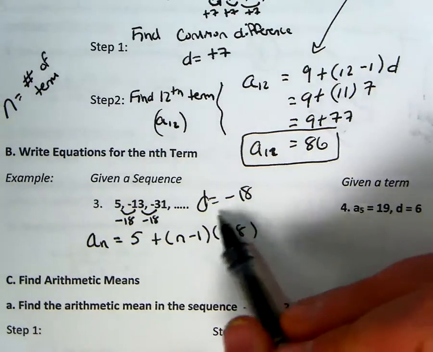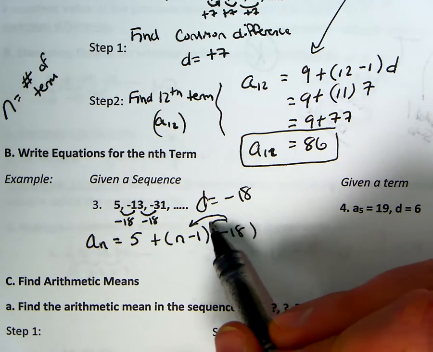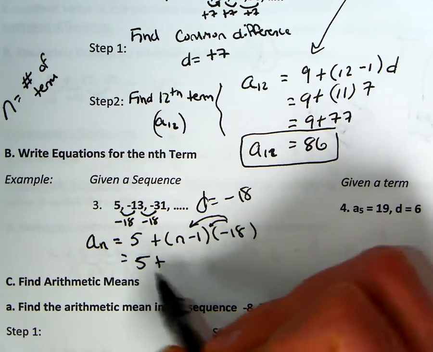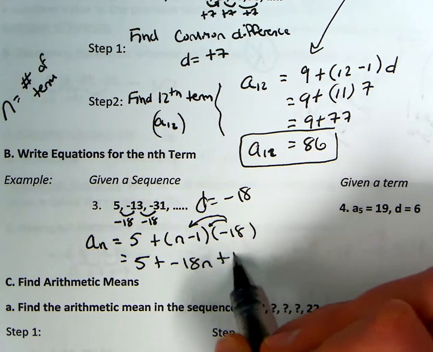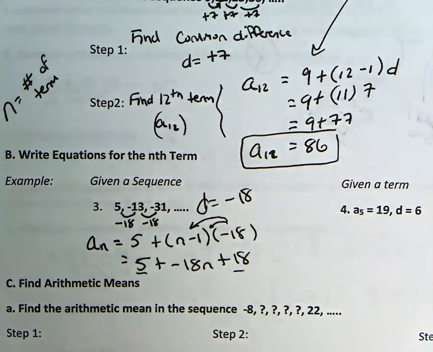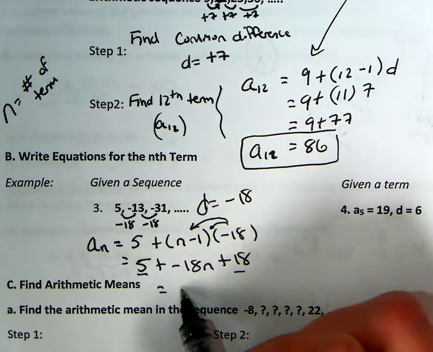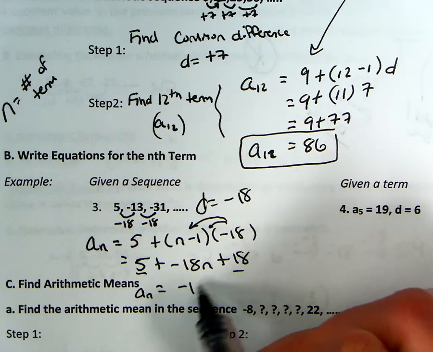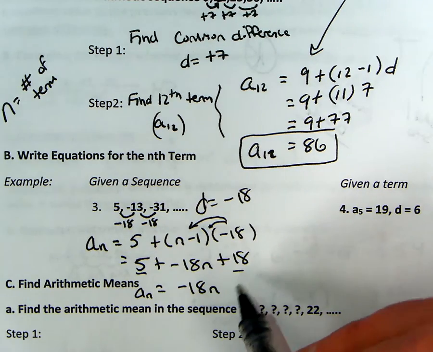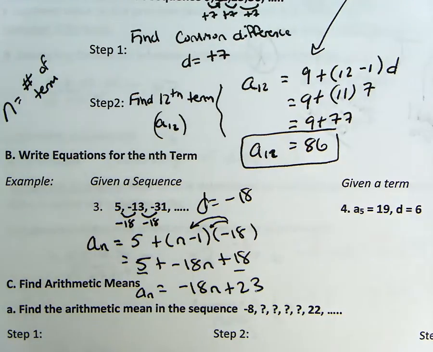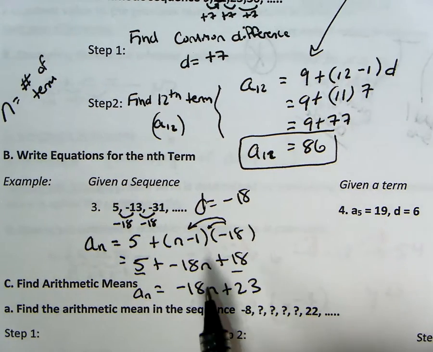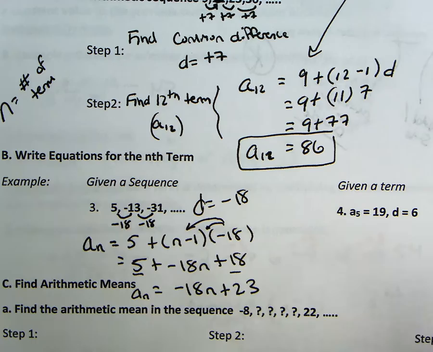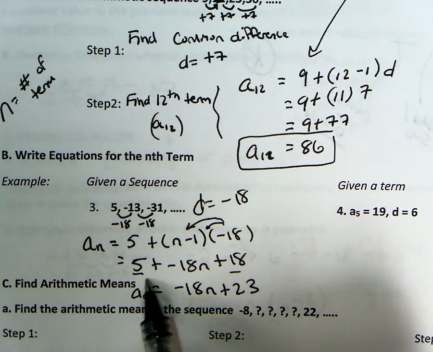And then you can distribute this negative 18, make it a little bit easier to see. So you have 5 plus negative 18 times N plus 18, and then you can combine those two like terms. So you get AN, so the nth term, equals negative 18N plus 23. Alright, and then you can find any term you want. You could find the fourth term. You plug in 4 for n. Right, so you just plug it in right here, and then it'll give you a number. That's the fourth term, and so on and so forth.